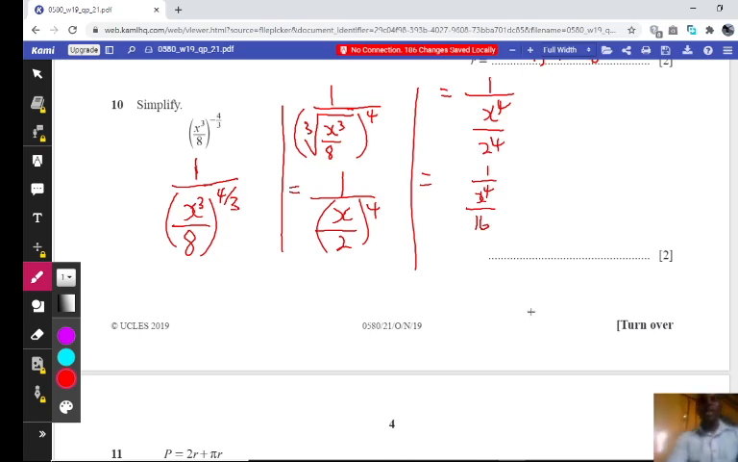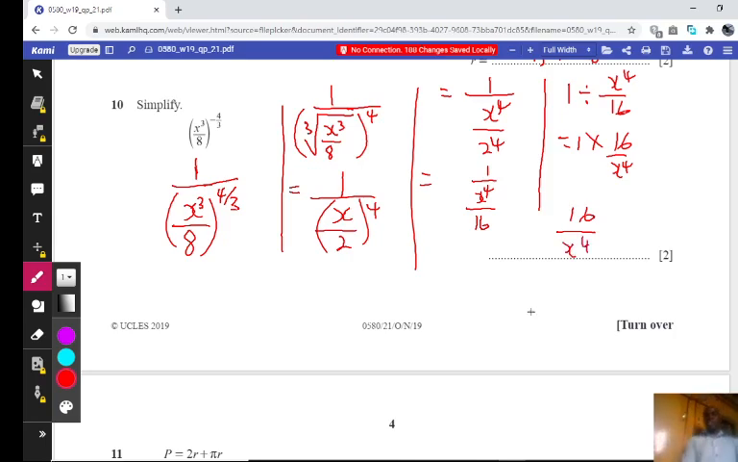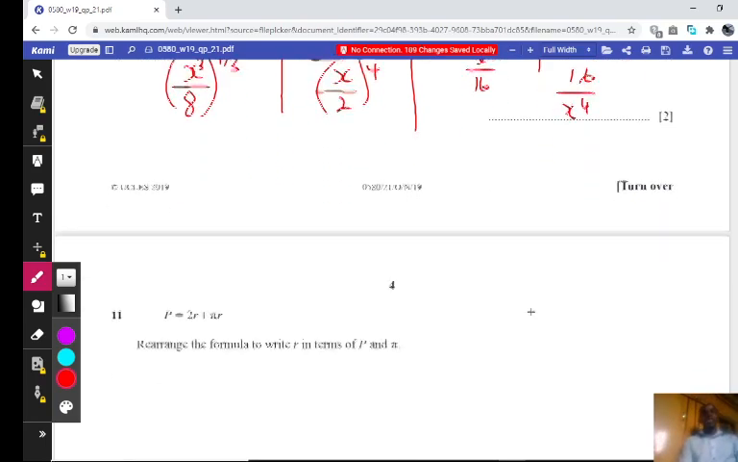Then this one looks confusing, so introduce the division: 1 divided by x to the power 4 over 16. You invert. Then your final answer will be 16 over x to the power 4. That's your final answer. Then you're done.